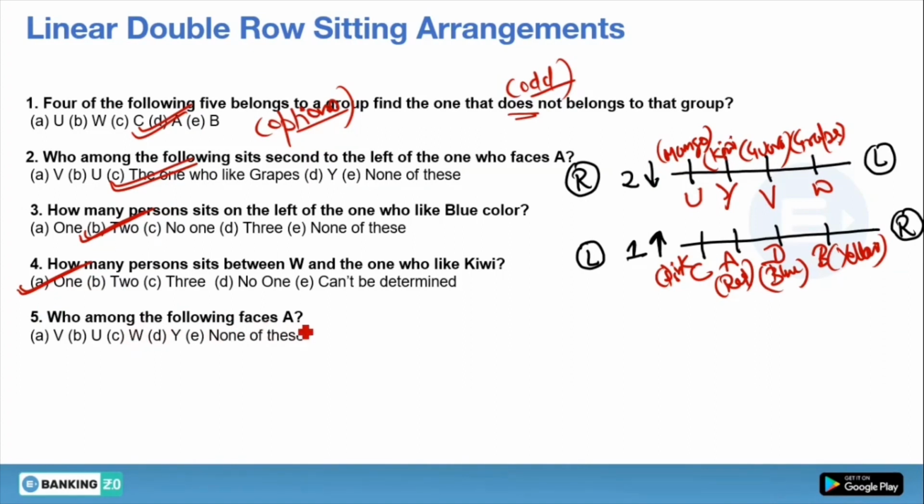Who among the following faces A? Okay, A faces Y. So option number D is correct. I hope it is clear to you.